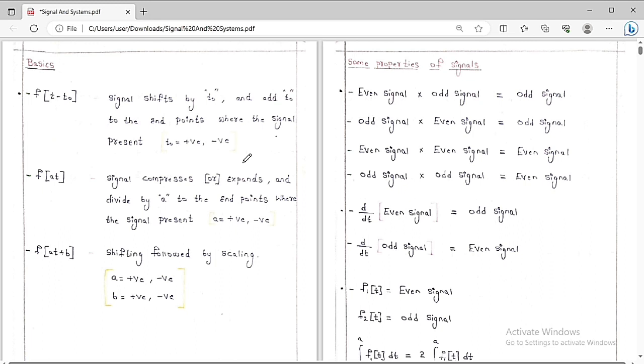The main aim of this lecture is to discuss signal and system formulas in a very detailed manner.